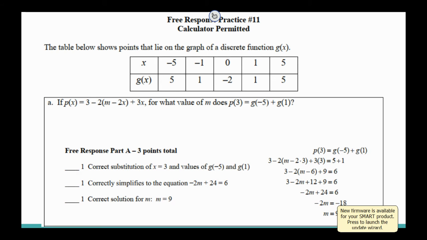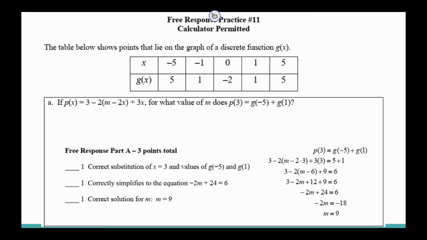There we go. Okay, so you get 1 point for substituting x correctly and for getting the values of g of -5 and g of 1. So g of -5 was 5, g of 1 was 1, and so you correctly substituted in x, 5, and 1. So there's 1 point. Then 1 point for correctly simplifying your equation, and a correct solution of m equals 9.